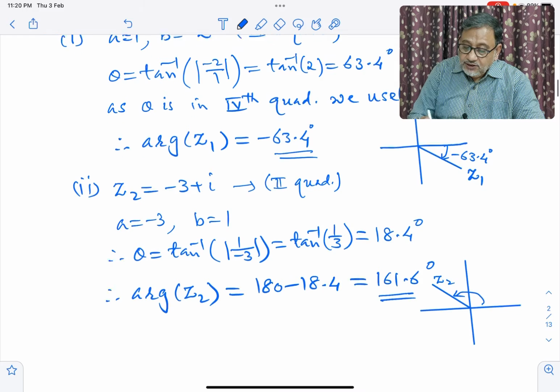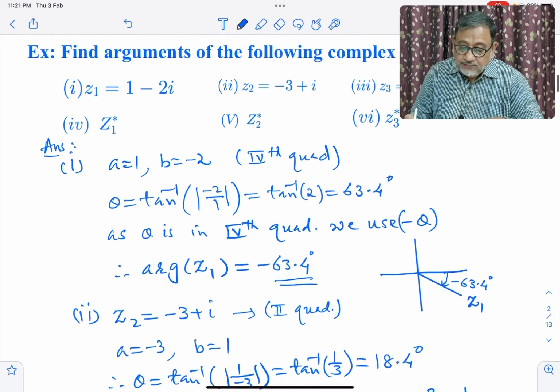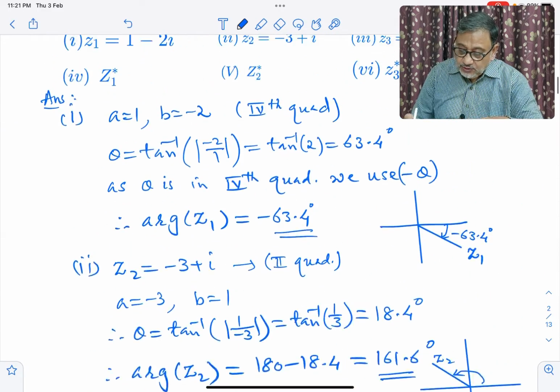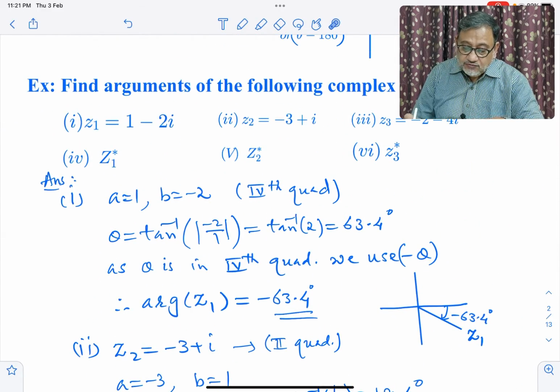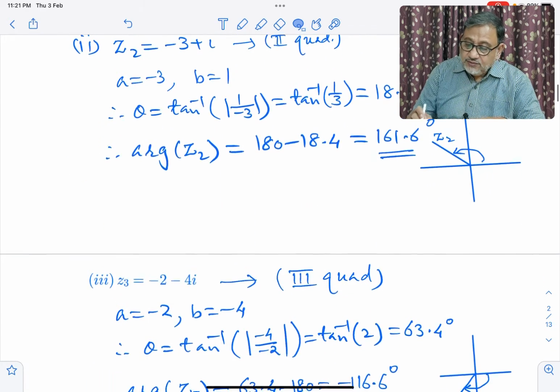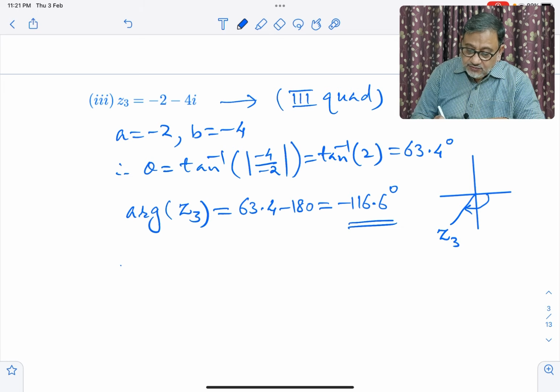The second part was 161.6. The first part was minus 63.4. Now let us find the fourth part. Fourth part is conjugate of Z1. Okay. So let me write fourth part.